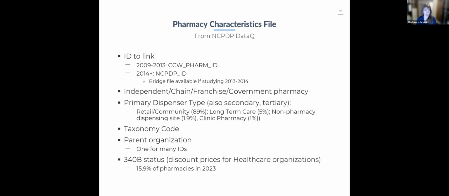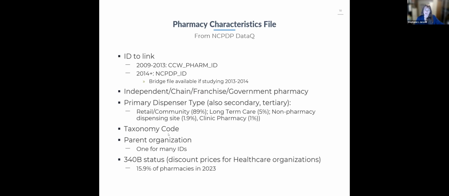So using that, you can get information on what type of pharmacy was it? Was it an independent pharmacy, chain, franchise, government pharmacy? And then you also can get information on the primary dispenser type. Is it from the retail pharmacy, long-term care, non-pharmacy dispensing site? That would be like maybe an emergency room, not common, but a place where you might get access to prescription medications without having to go up to a desk and hand them your prescription and get it filled that way. Or is it a clinic pharmacy?